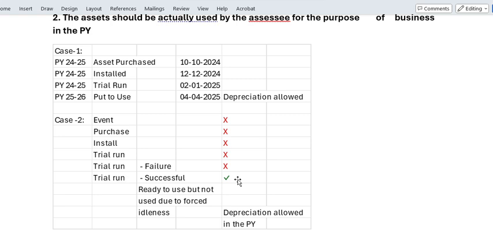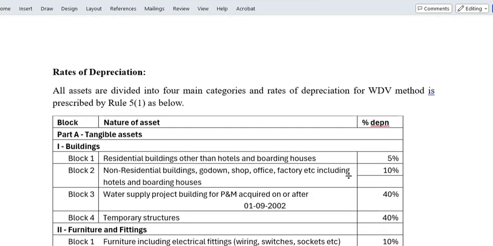Your trial run is conducted, everything is done. You installed it, then actually it is ready for use. You put it on the foundation, you get it installed, the trial run is conducted, it is successful, it is ready for use. Therefore depreciation is allowed in the PY.